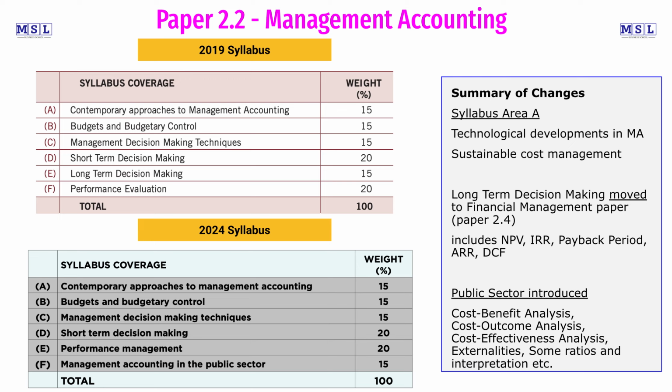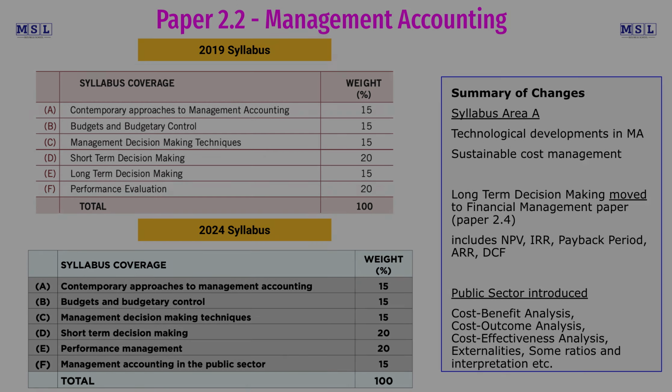So now we have a new syllabus area called management accounting in the public sector. It will cover topics like cost benefit analysis, cost outcome analysis, cost effectiveness analysis, externalities, and some ratios and interpretation. So we've also seen some overhaul of management accounting. Remember, the biggest change is long-term decision making is leaving this paper and public sector is entering.